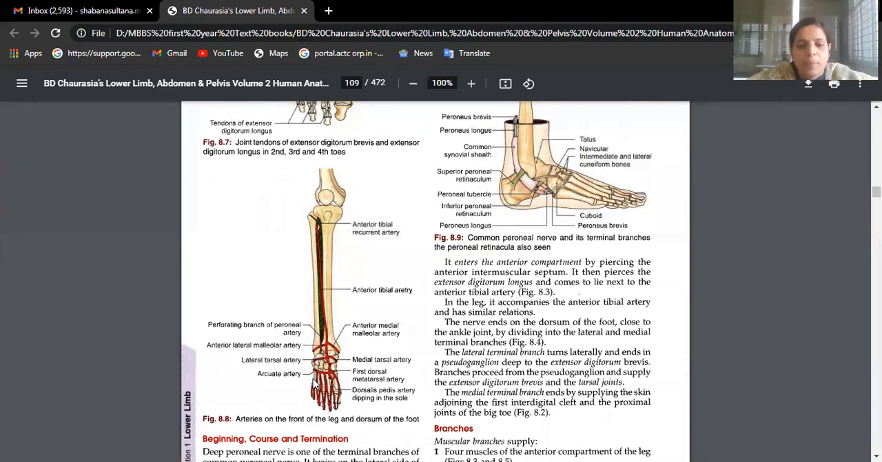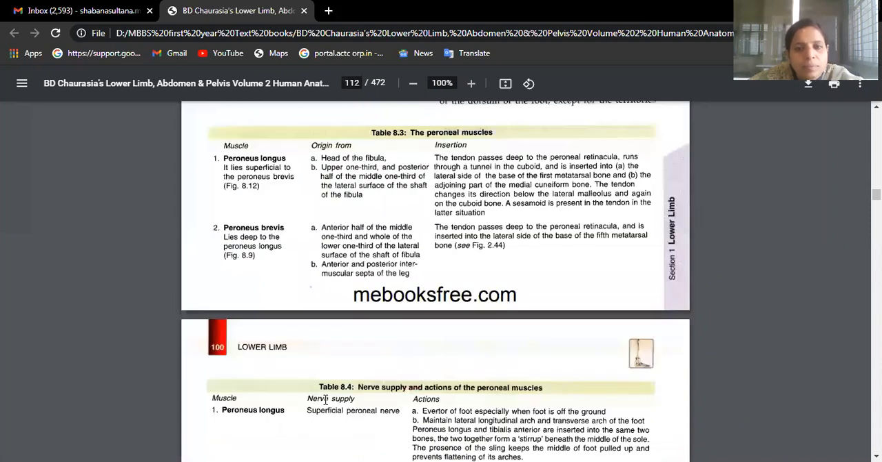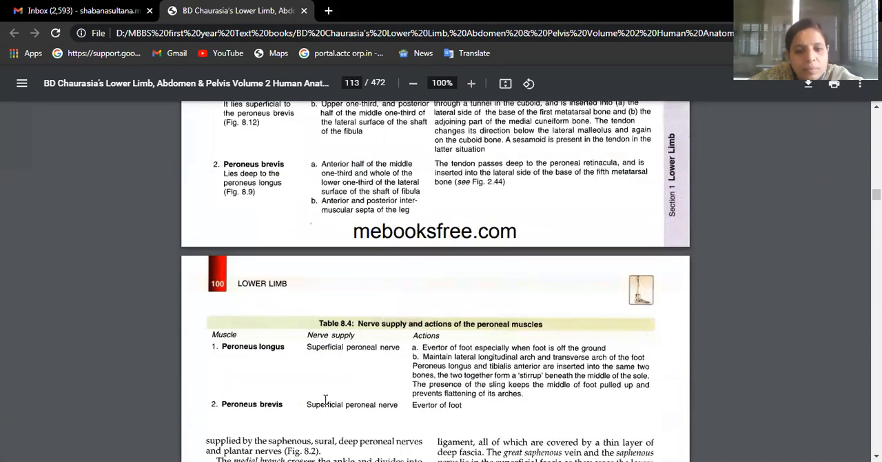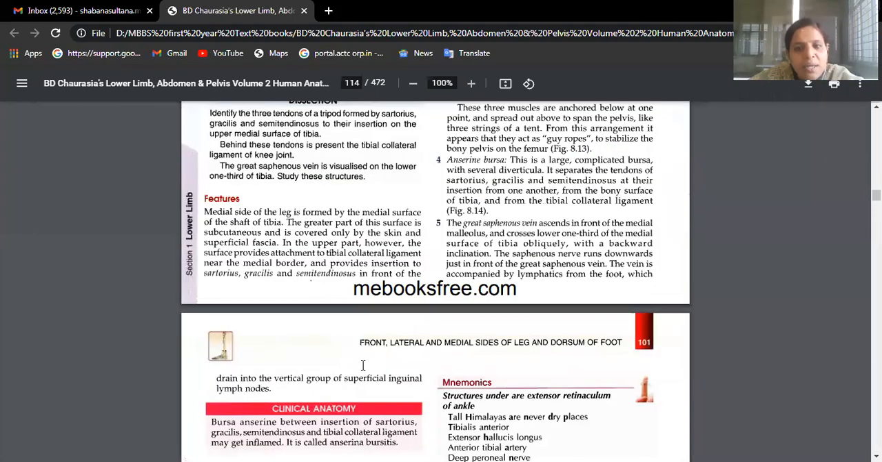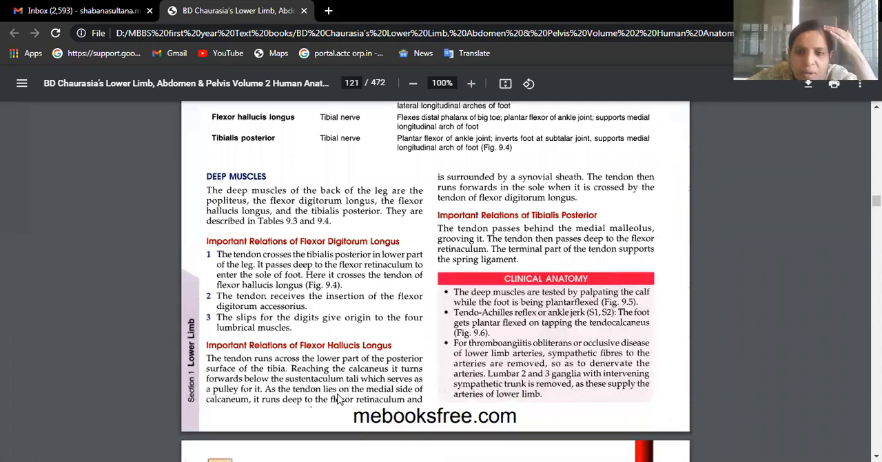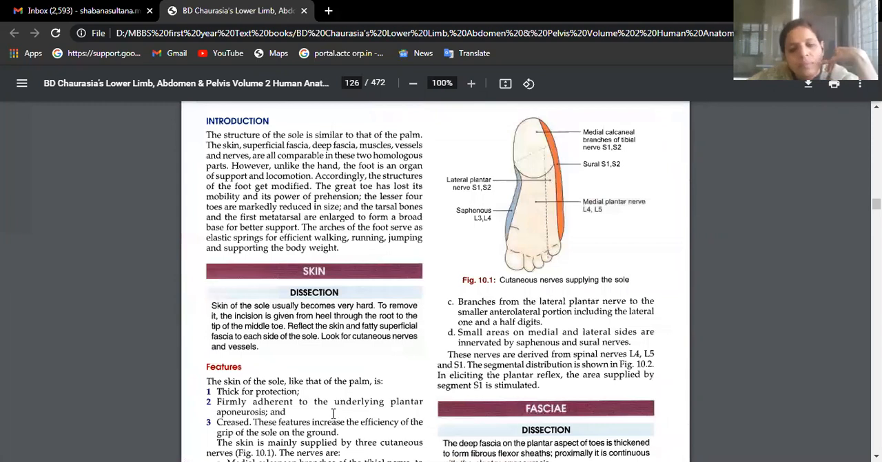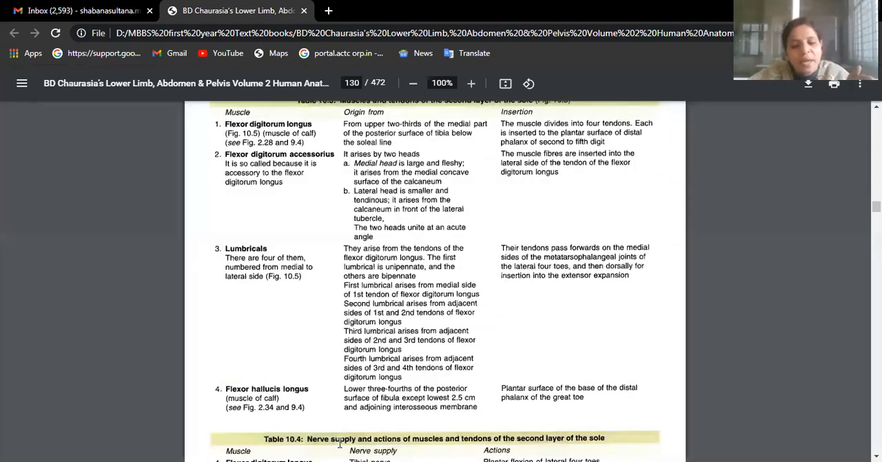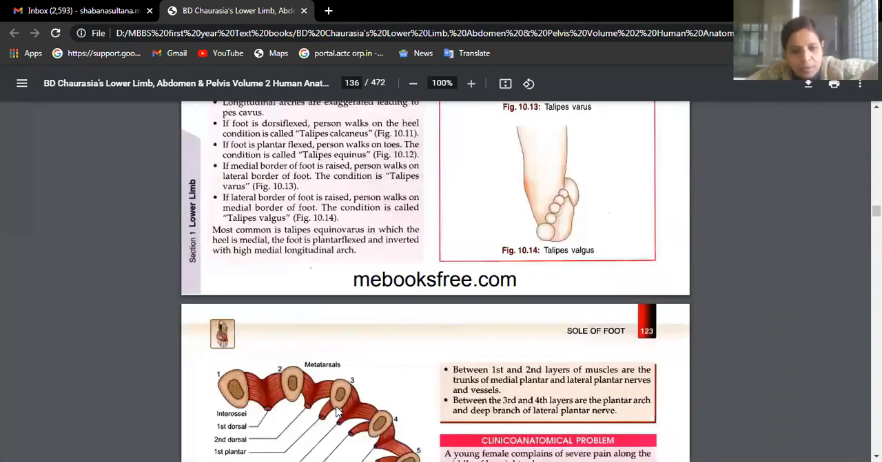Inversion and eversion of foot. Peroneus longus and brevis, they help in eversion. Tibialis anterior and posterior, they help in inversion. Like we have pronation, supination for upper limb, no? Similarly, here we have inversion and eversion. When the sole is pointing towards midline, you call it as inversion. When the sole is pointing outwards, you call it as eversion. Okay, beta?